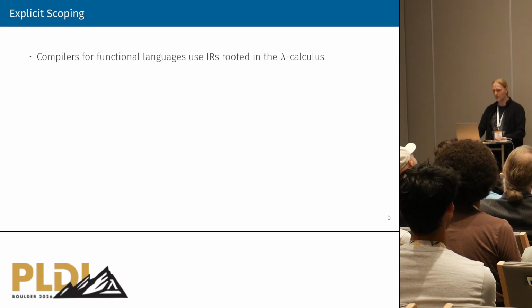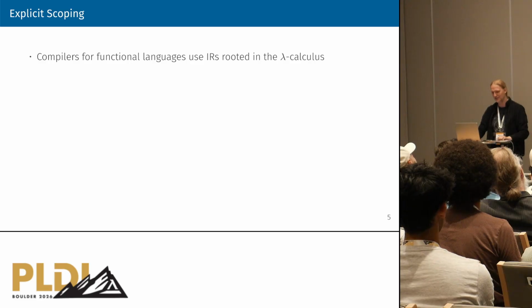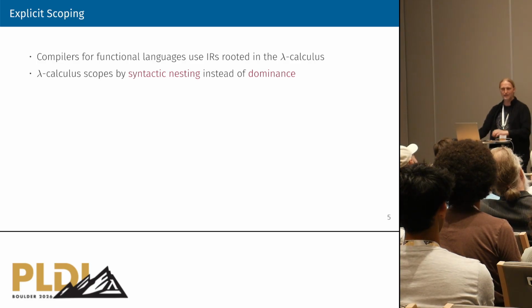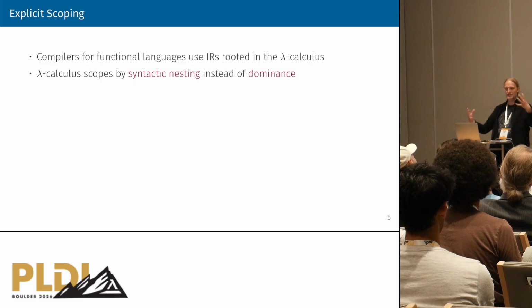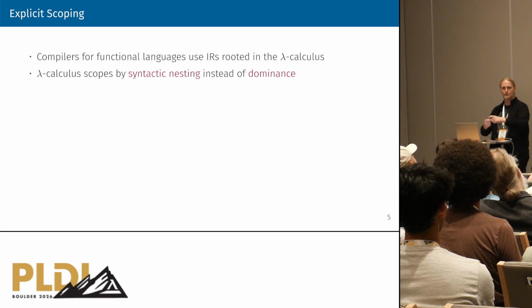Now, folks that are building compilers for functional programming languages, such as SML/NJ that we've seen in this talk earlier, use as an IR something which is rooted in lambda calculus, and they typically don't talk about dominance. What they usually have is a syntax tree, and we relate uses to definitions just by the syntactic scoping of the program.